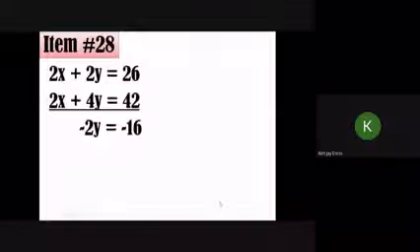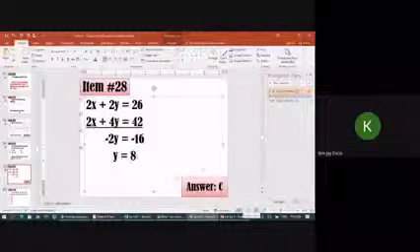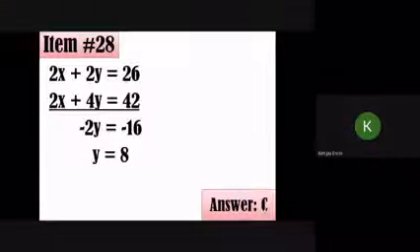And so, since we are only after y, we have to divide both sides by negative 2. So therefore we say that y is equal to 8. And there are 8 cows. Letter C. Okay, thank you.